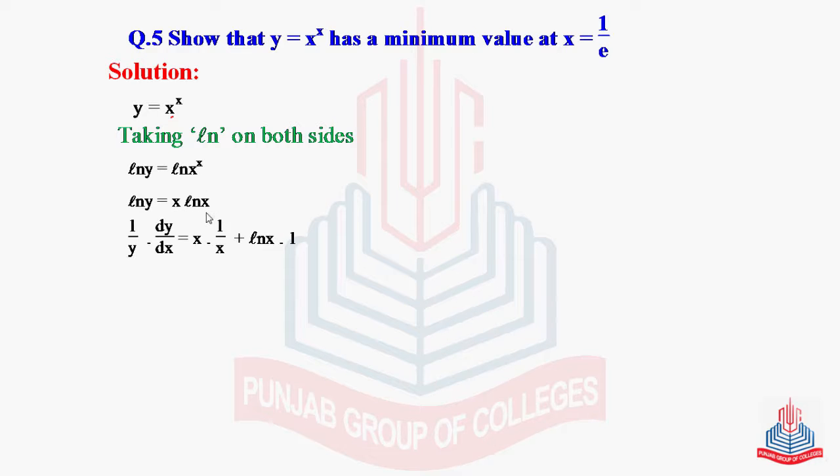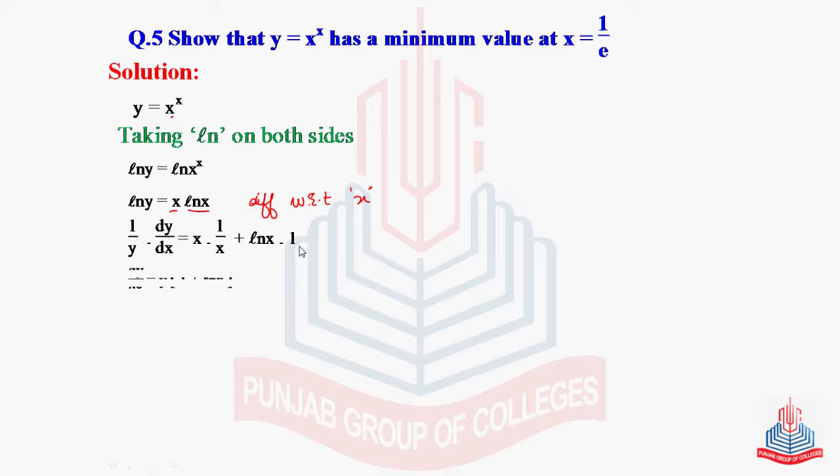Now applying differentiation, differentiate with respect to x. The derivative of log of y is 1 over y, and then derivative of y, which is dy by dx. And from here, this one is actually a product of two terms, x and log of x. So applying derivative, x will be as it is, and derivative of log x, which is 1 by x, plus log of x will be as it is, derivative of x will be 1.